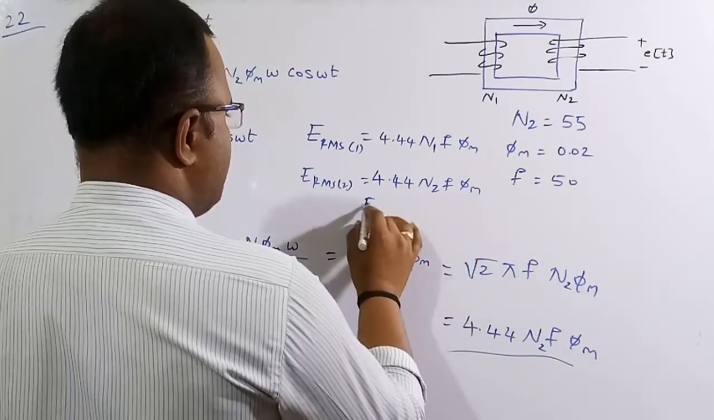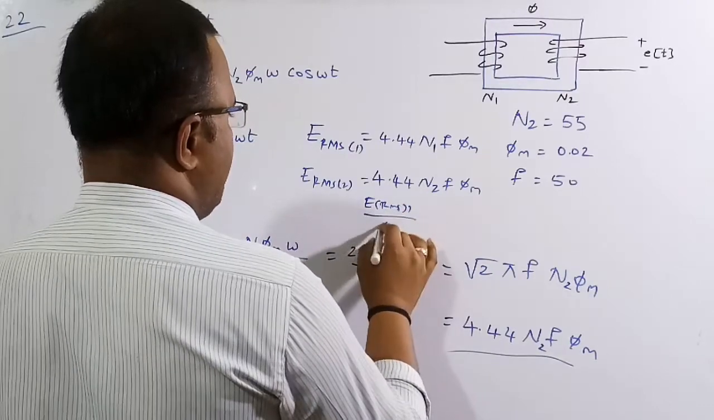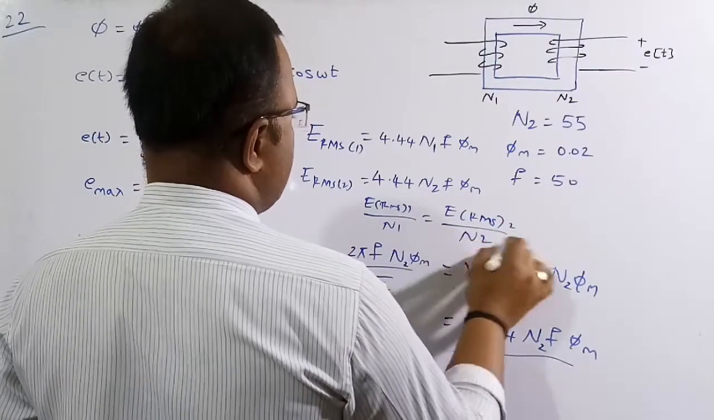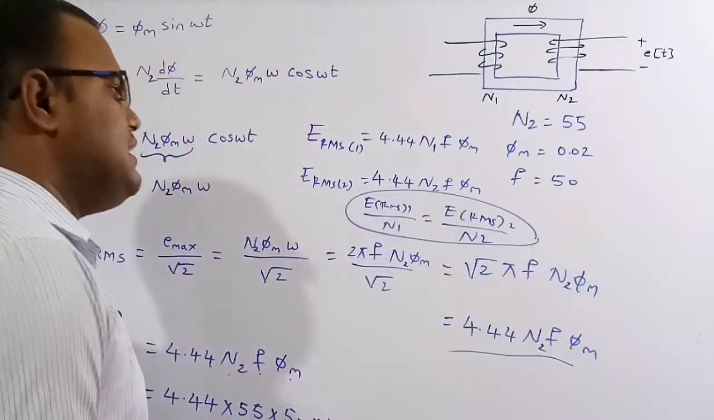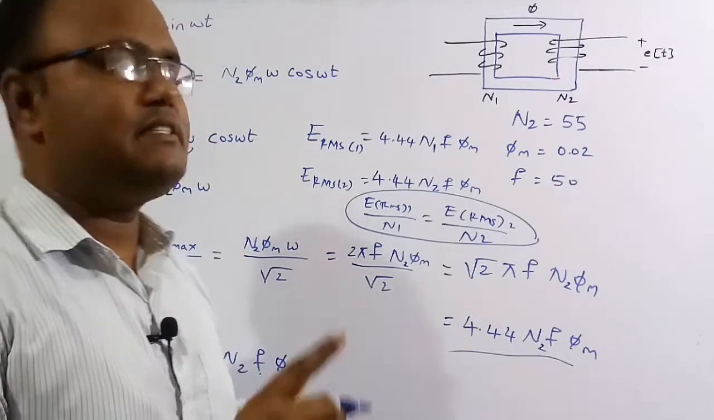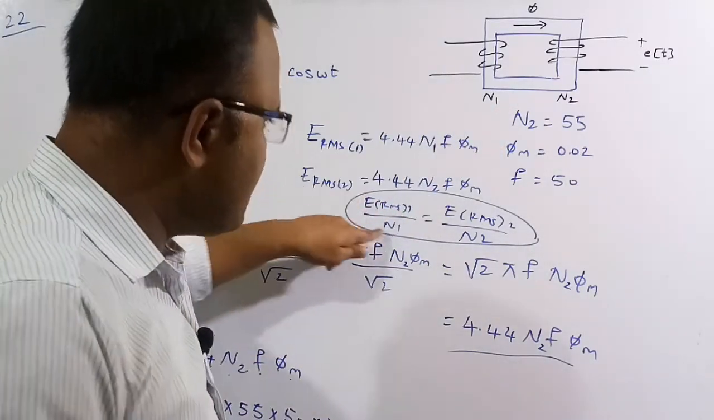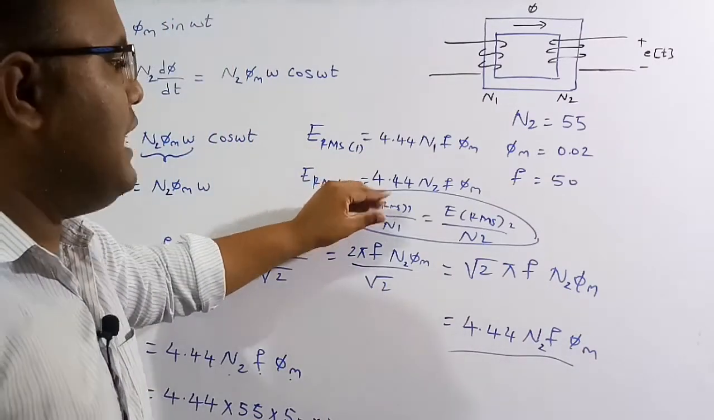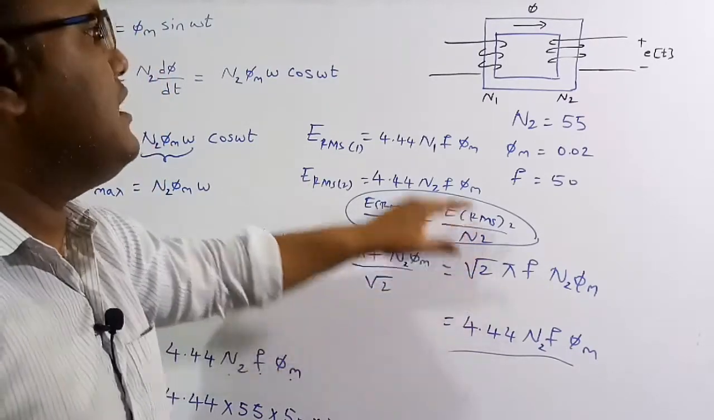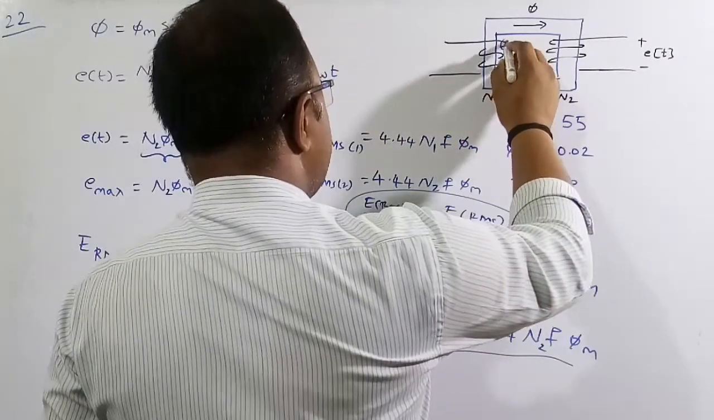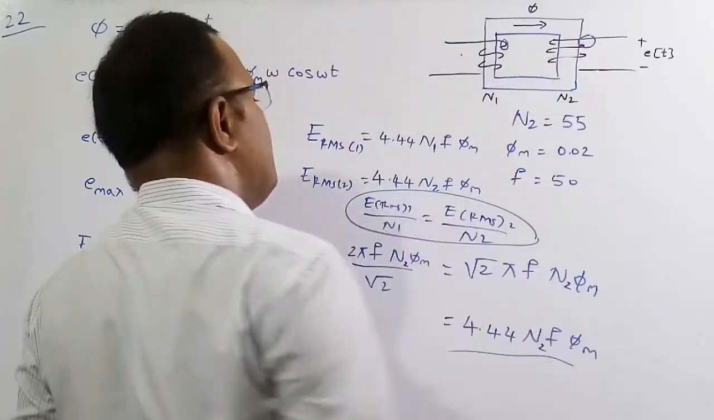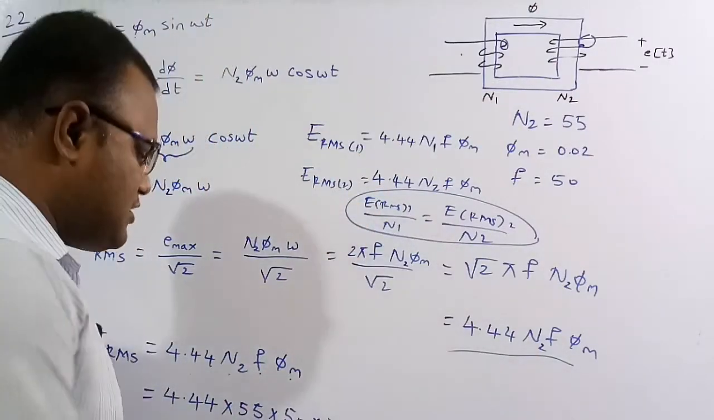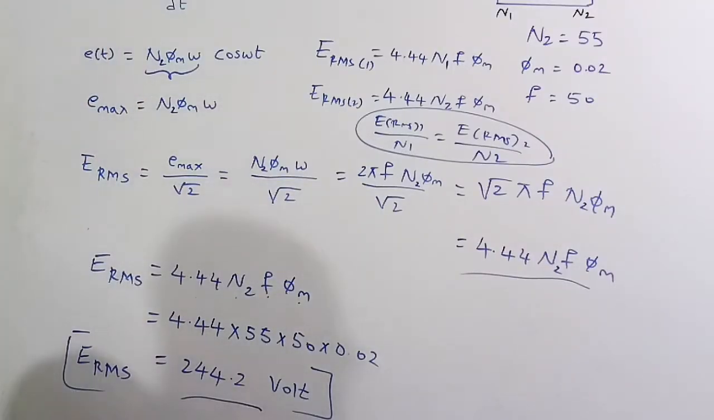So always E RMS1 by N1 is equal to E RMS2 by N2, because here we can conclude that the amount of EMF induced per single turn is the same in both windings. It means this ratio indicates that the EMF induced in one turn is the same in the primary as well as in the secondary. Both are the same. This is an extra point here. So finally the solution is 244.2 volts, the correct solution of this question.